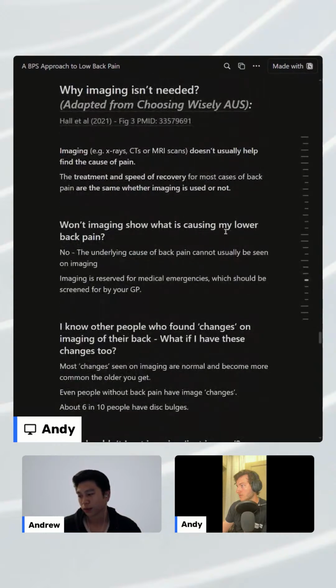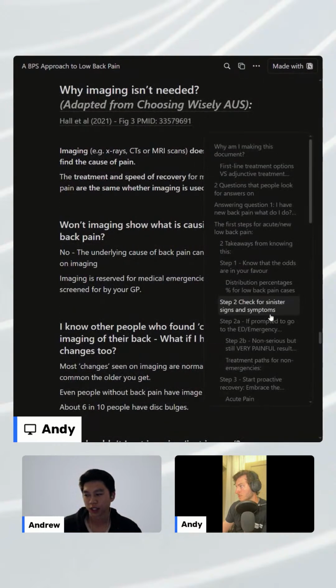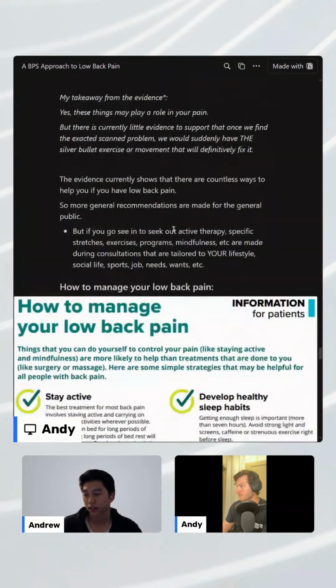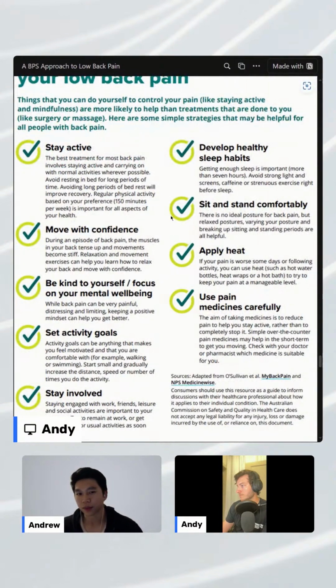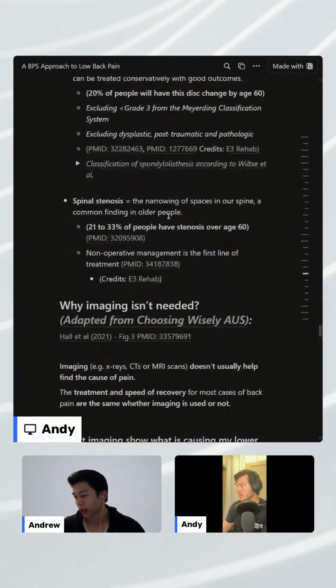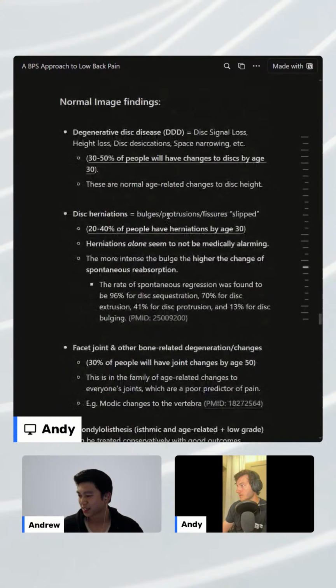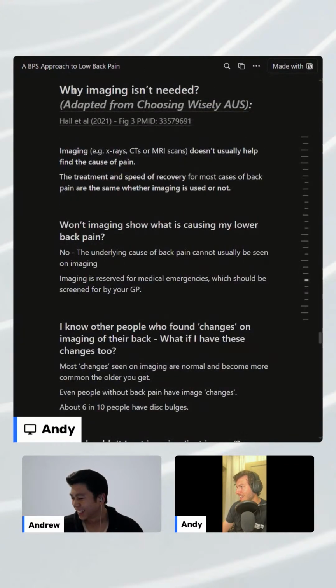Oh, yeah, that one there. Why imaging isn't needed. Yes. Go a little bit higher up. I think it's those dot points. Why imaging isn't needed. Oh, you passed it. Oh, I got it. Yeah, here we go. You got it. Yeah, it's that one.